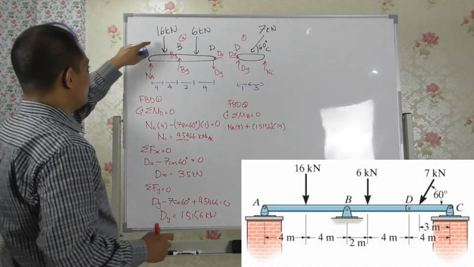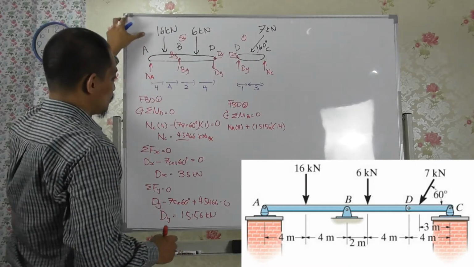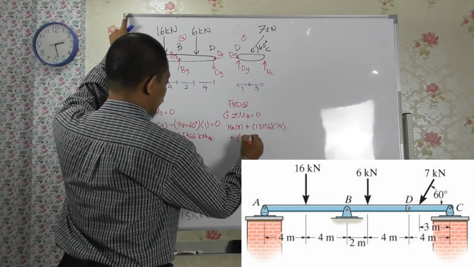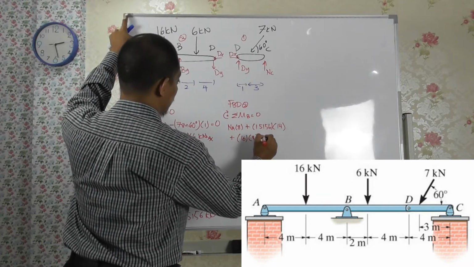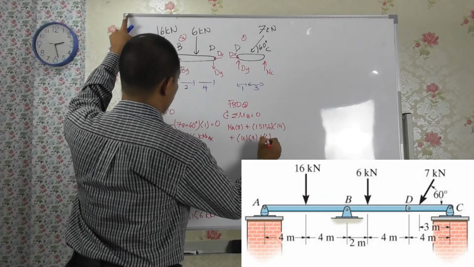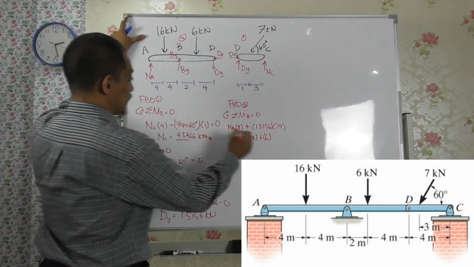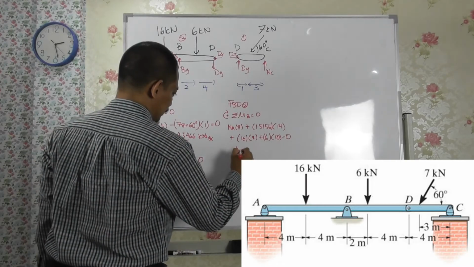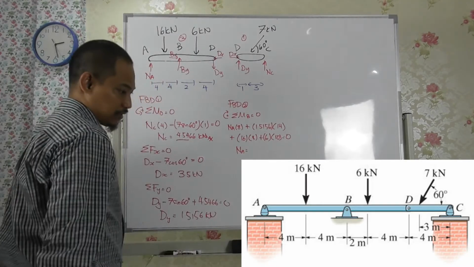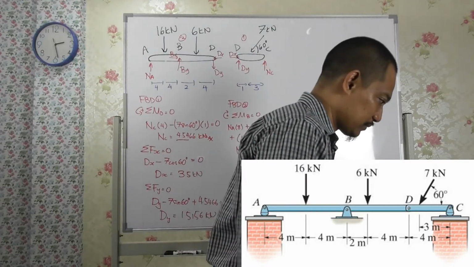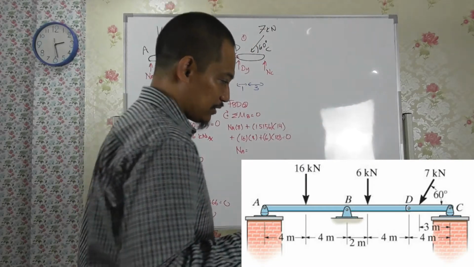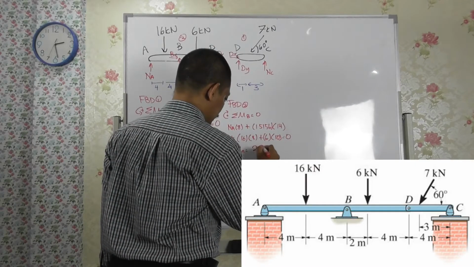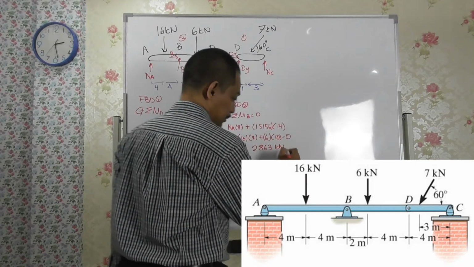What else? We have these forces also, right? So plus 16 times the distance 4, plus 6 times the distance of 10, equal to 0. From here you can calculate NA. If the calculation is correct, please verify, it should be 2.863 kilonewton.